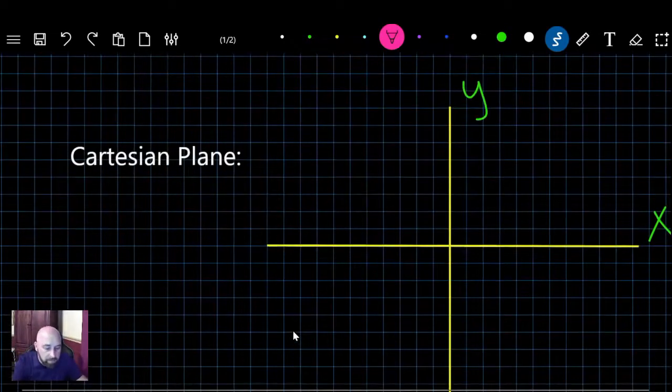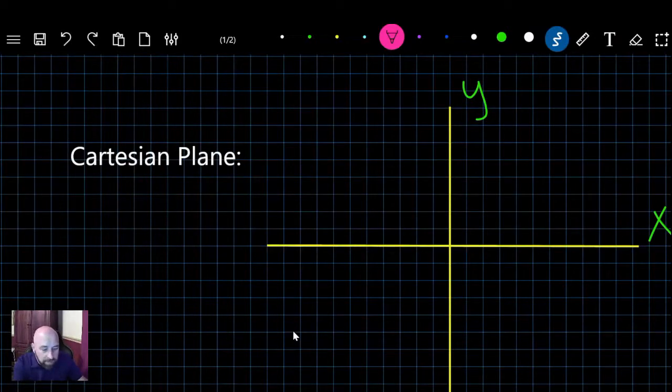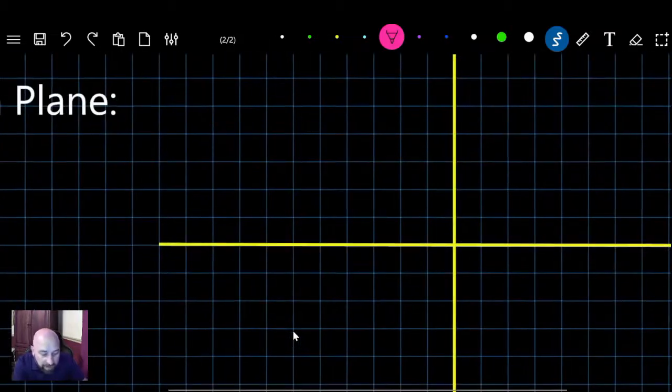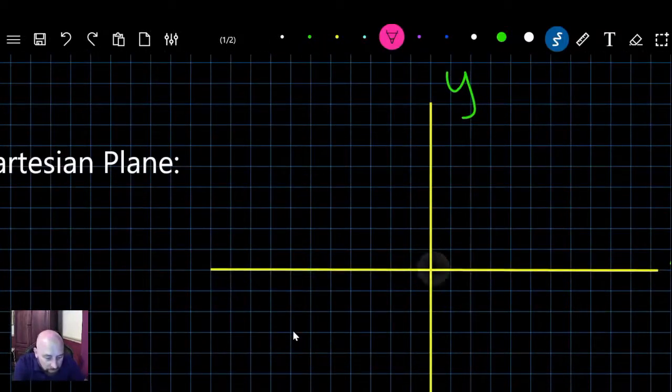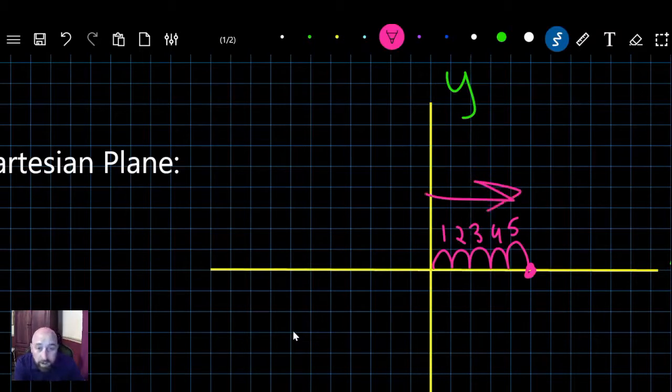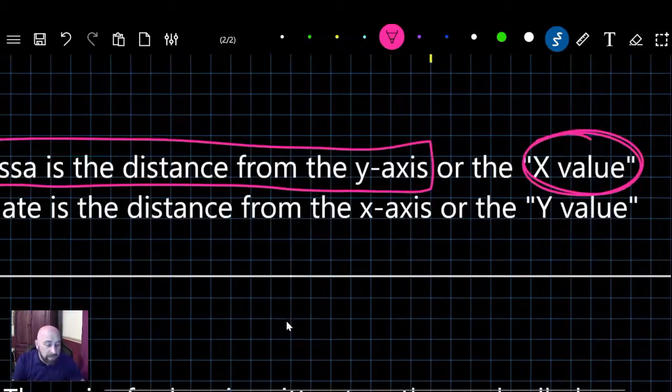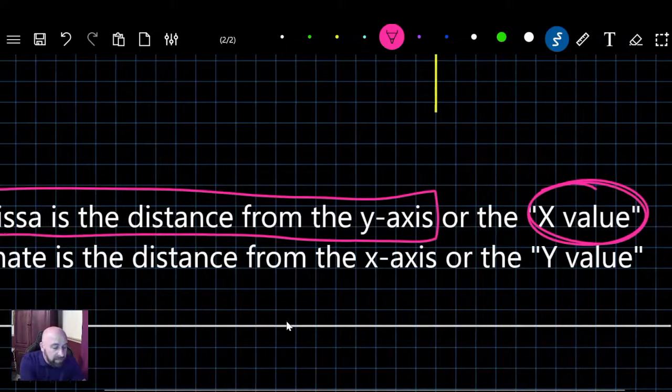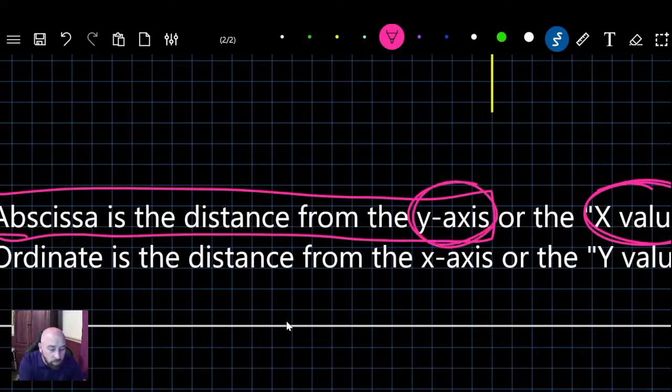So let's go back up here and look. So here's our x value, right? Let's say that the x value is 5. So we have to go 5, and so here's the y. So we're going 1, 2, 3, 4, 5. Our x value is right there. We went 1, 2, 3, 4, 5 units away from the y. Notice we went away from the y. Okay, so go back to this definition. The abscissa is the distance from the y, and it's your x value.